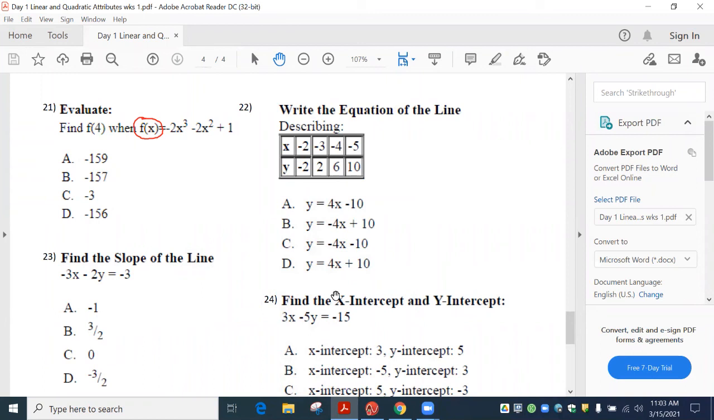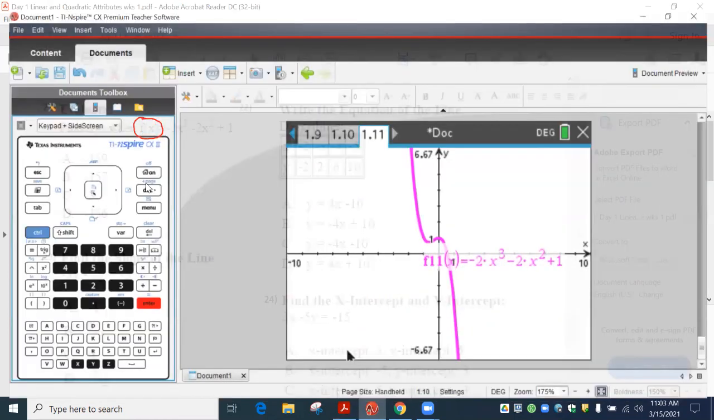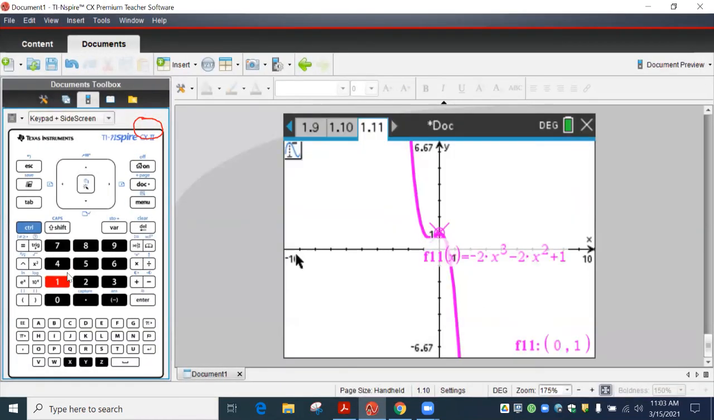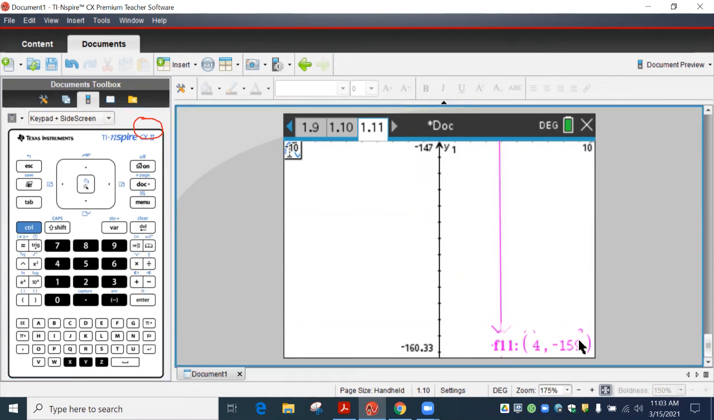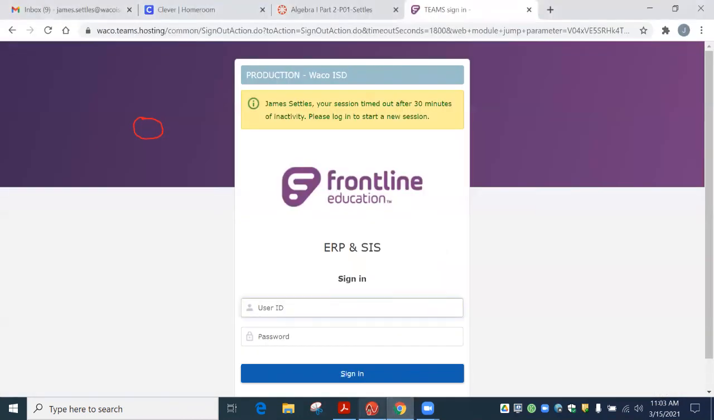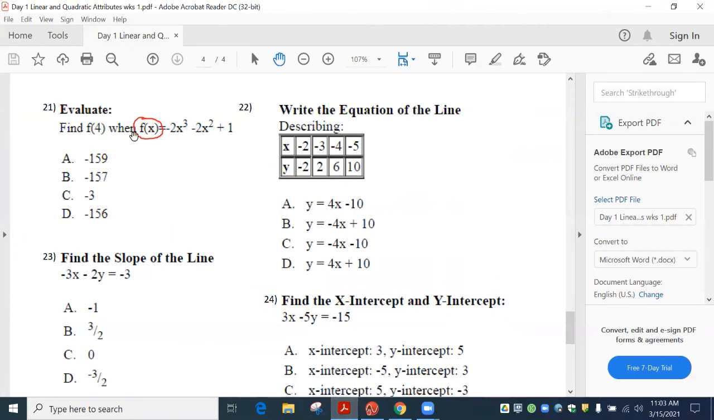So we type this in. What do you see that tells me what to do? The number 4. When we see a random number, remember we hit menu 5-1. Y'all remember that? Menu 5-1. And then we type in that extra number. They give me an extra number, type it in. So I'm going to type in that extra number, hit enter. And at 4, it gives me a negative 159. Is that an option? Yep, it's A. So we do not want to forget how to do those right there.